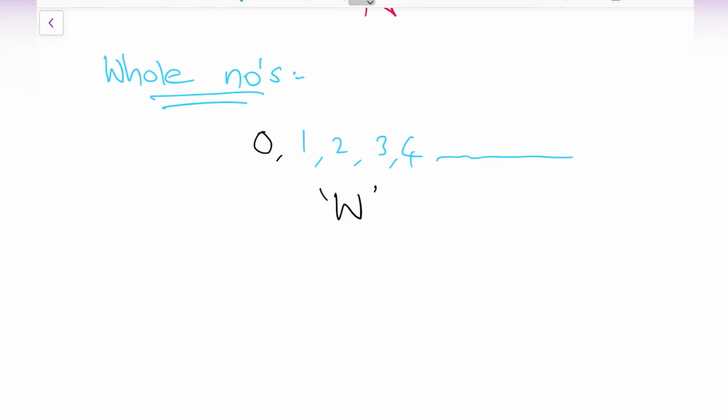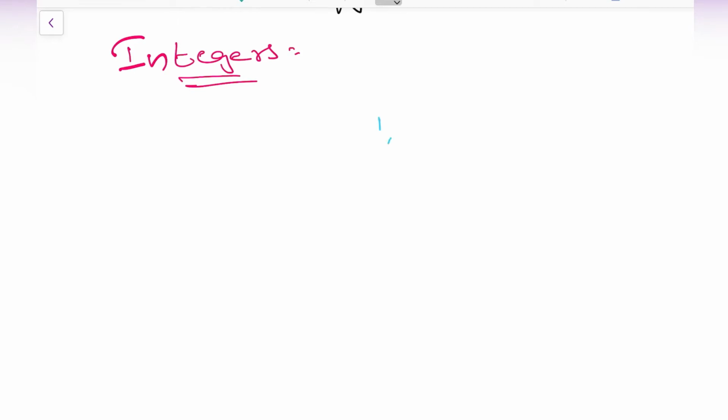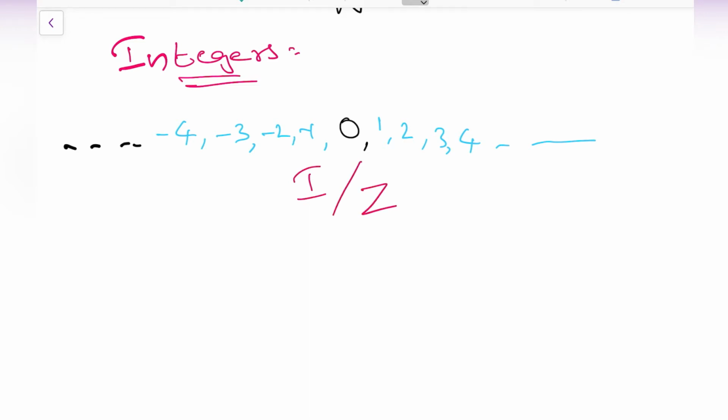The next number system is integers. Integers are nothing but positive numbers, negative numbers, along with 0. Positive numbers, negative numbers along with 0 are called integers, and these integers are represented by capital I or Z. The next number system we have is rational numbers.